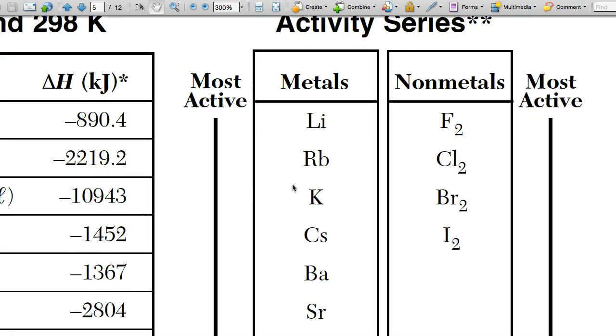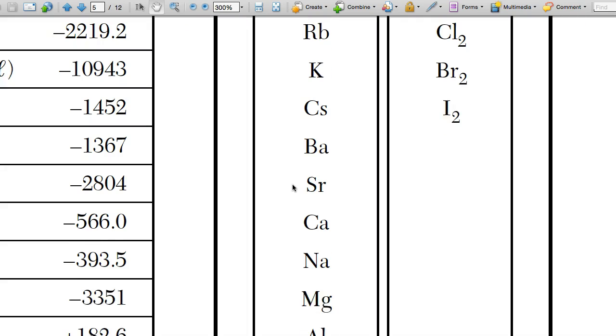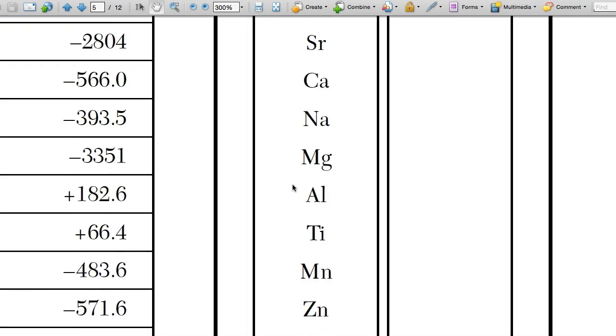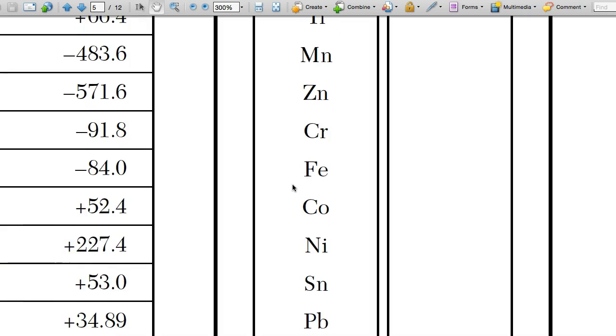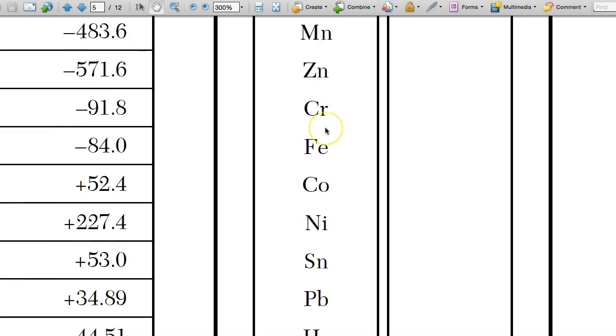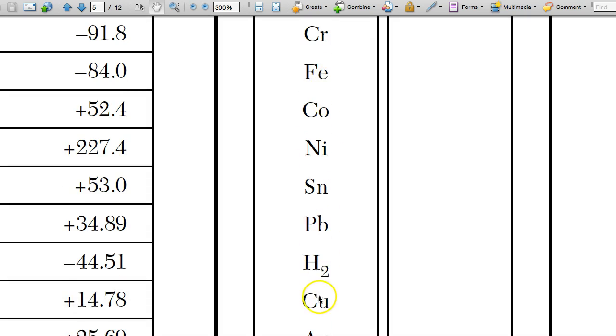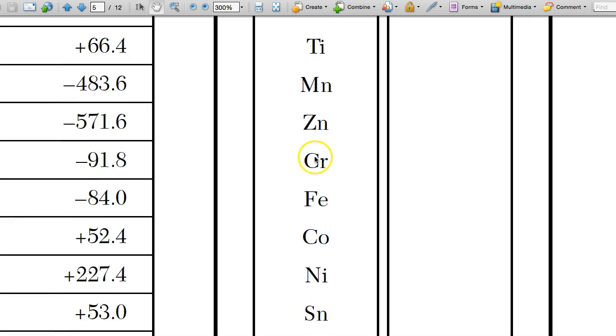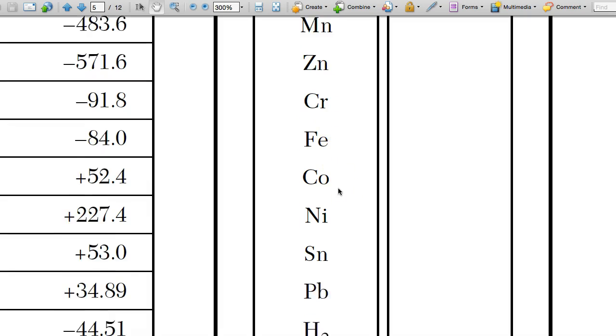Now, scrolling down, is zinc higher than copper? And of course, there's zinc, and there comes copper. So zinc is higher on the list of the activity level of metals. And since metals lose electrons, zinc is better at losing electrons, or oxidizing, than copper.